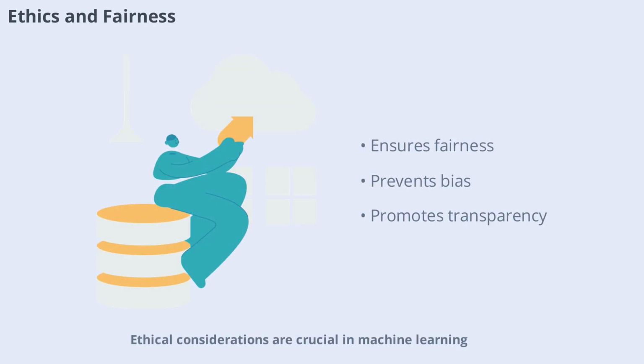Ethical considerations are crucial in machine learning. Models can unintentionally reinforce biases present in the data, leading to unfair outcomes. Developers must carefully evaluate their systems to ensure they are fair, transparent, and accountable.